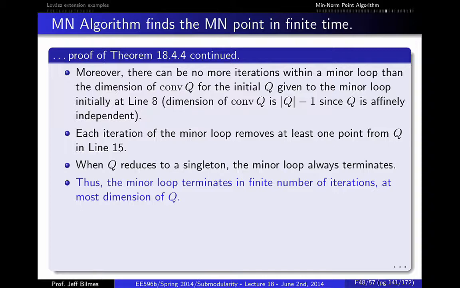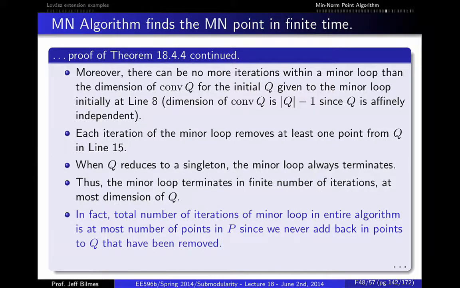So the minor loop then terminates in a finite number of iterations, at most dimension q. And in fact, what's interesting is that the total number of iterations of the minor loop in the entire algorithm, if you just had a counter and every time you got into the minor loop you bumped up that counter, would be no more than the number of points in P. Because in line 7 we're adding points to Q, and we're never adding points that have been previously removed because the norm is going to be decreasing, because of the way that we're creating these hyperplanes.